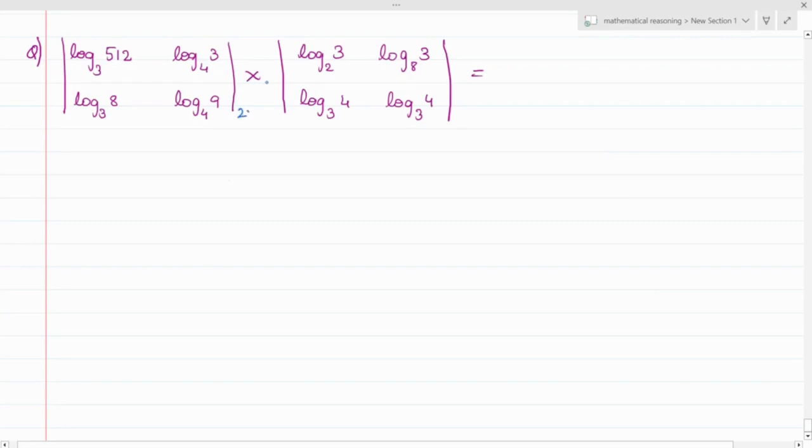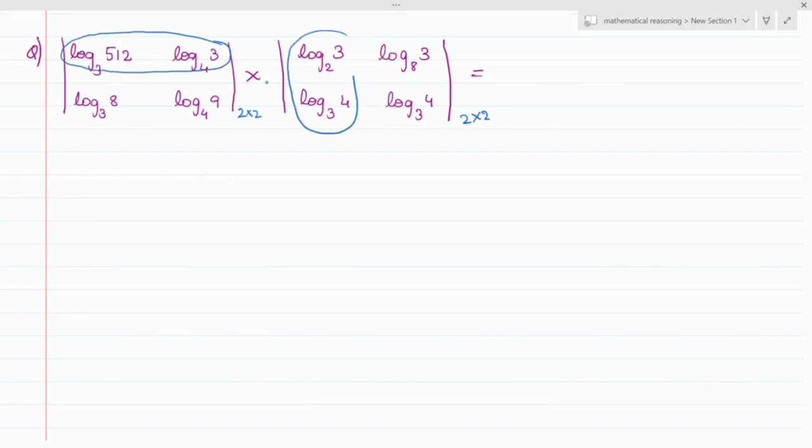In this question, two determinants of order 2 are given to you, and we need to multiply these determinants. So let us apply the row by column approach itself. So you are multiplying the first row with the first column over here. So you will get it as log 512 base 3 into log 3 base 2 plus log 4 base 3 into log 3 base 4.